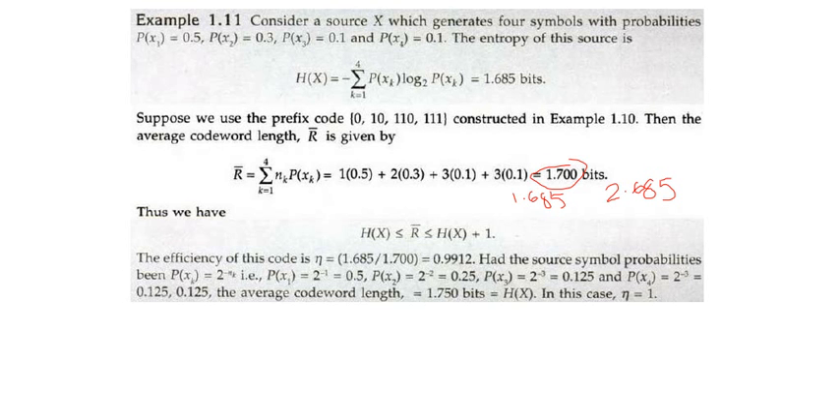Now if we check the Kraft inequality, we compute 2 power of minus nk. The first code word size is 1, so 2 power of minus 1 is 0.5. The second code word size is 2, so 2 power of minus 2 is 0.25. The third code word length is 3, so 2 power of minus 3, that is 1 by 8, so 0.125. The fourth code word is also of size 3, so 2 power of minus 3 is equal to 0.125.